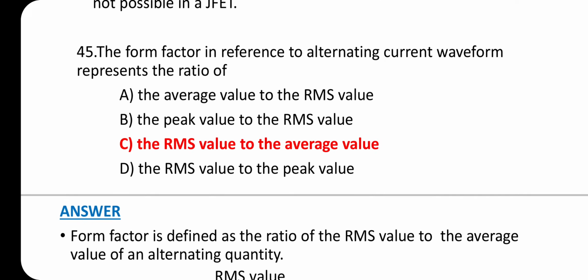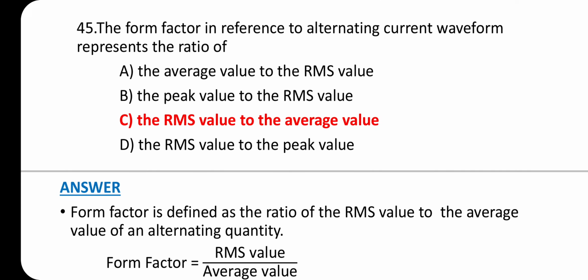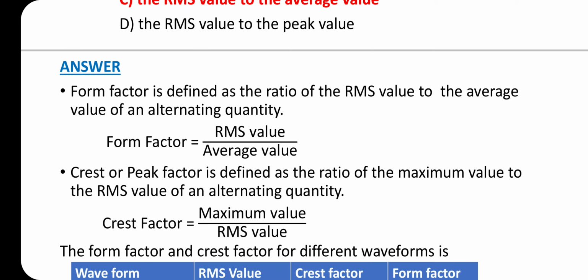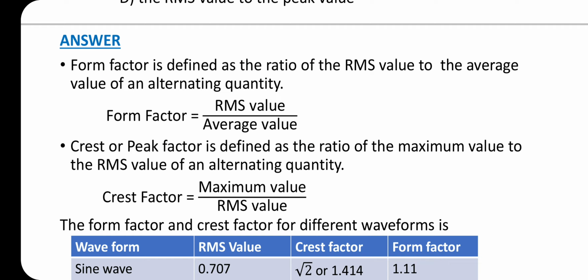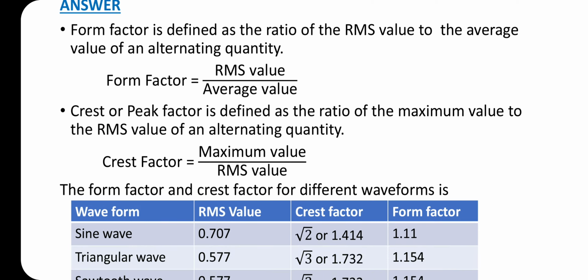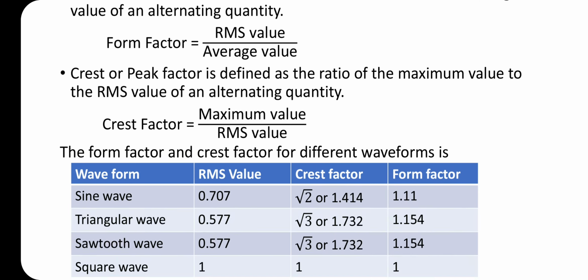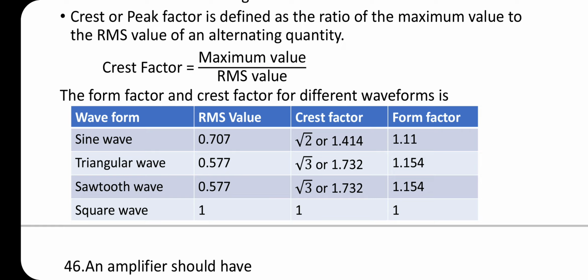Question number 45. The form factor in reference to alternating current waveform represents the ratio of, answer is option C, the RMS value to the average value. Form factor is defined as the ratio of RMS value to the average value of an alternating quantity. That is, form factor equals RMS value divided by average value. Crest or peak factor is defined as the ratio of maximum value to the RMS value of an alternating quantity. Crest factor equals maximum value divided by RMS value.